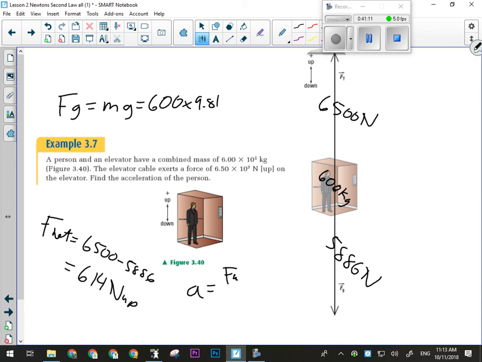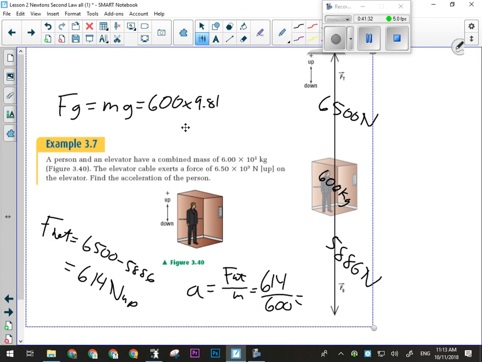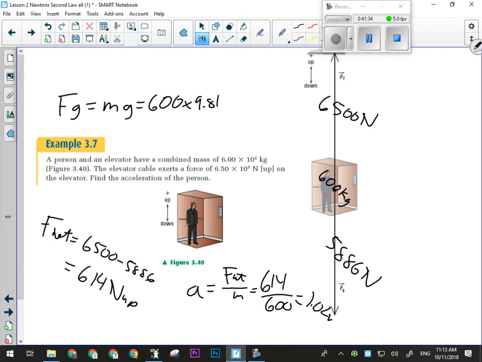It'll be F net divided by m, right? 614 newtons divided by the mass of the elevator, 600, right? And we should get like 1 point something there. Okay, so 1.02 meters per second squared. Okay, and we don't want that acceleration to be really big. An elevator needs to have a comfortable rate of acceleration.